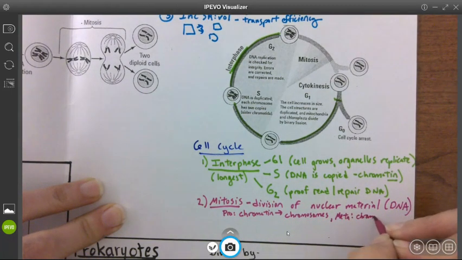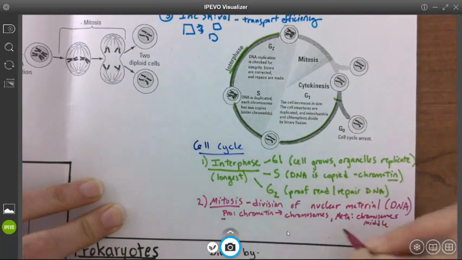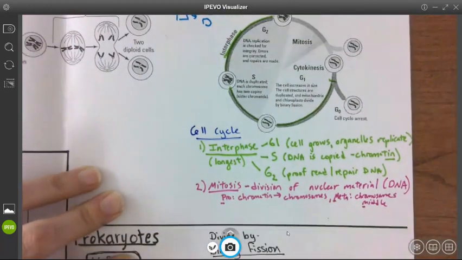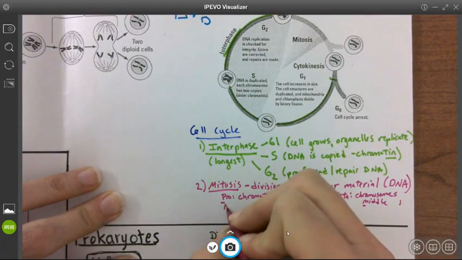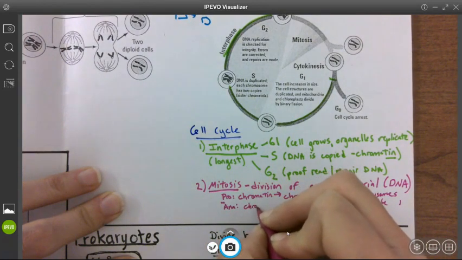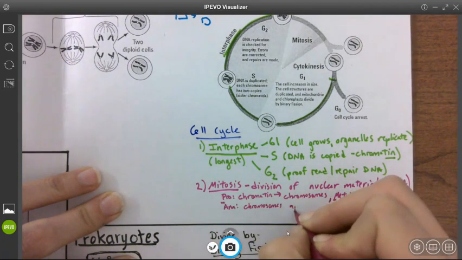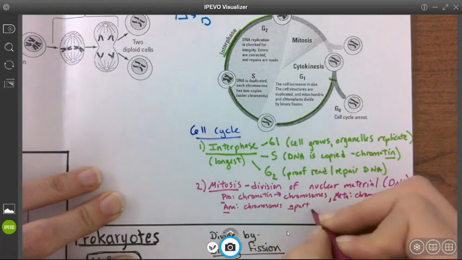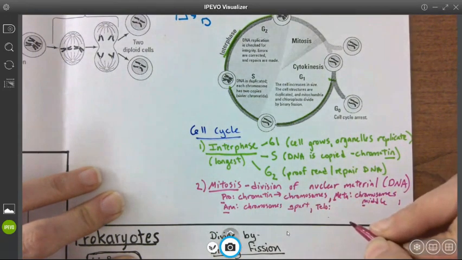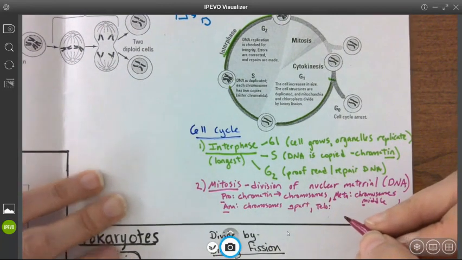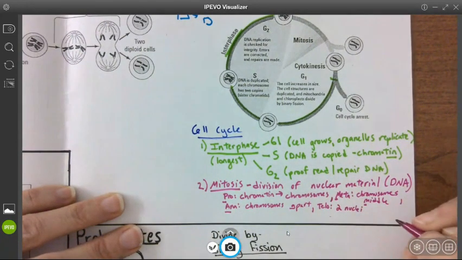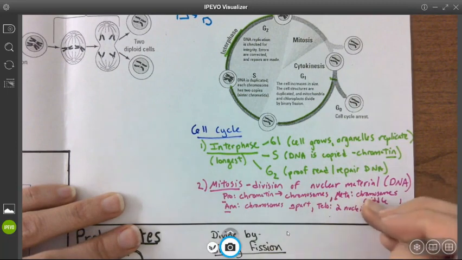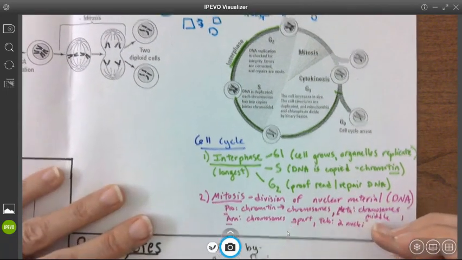Then we have metaphase. This is when the chromosomes line up in the middle of the cell. So prophase prep, metaphase chromosomes are in the middle of the cell at the equatorial plate. Then we have anaphase. This is when the chromosomes move apart, anaphase apart. And then we have telophase. Telophase is when you have 2 nuclei. That's when the new nuclear membranes have reformed and you have two nuclei there.